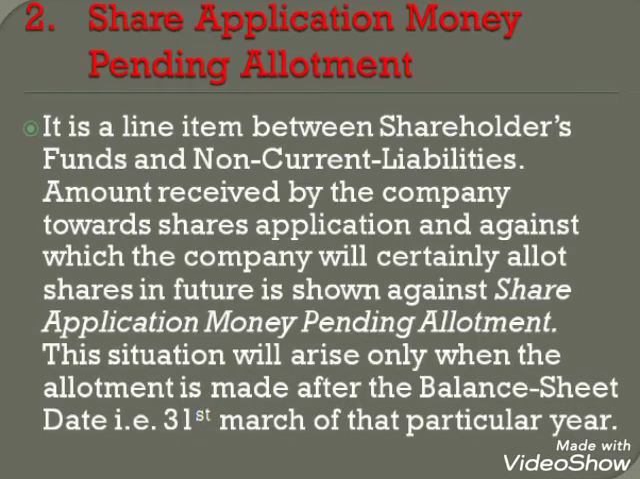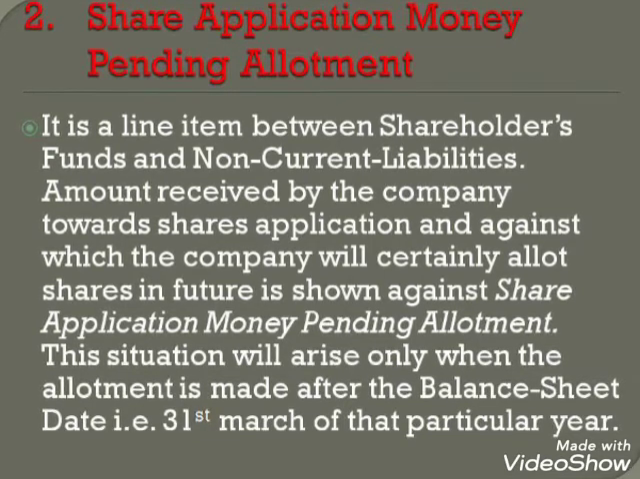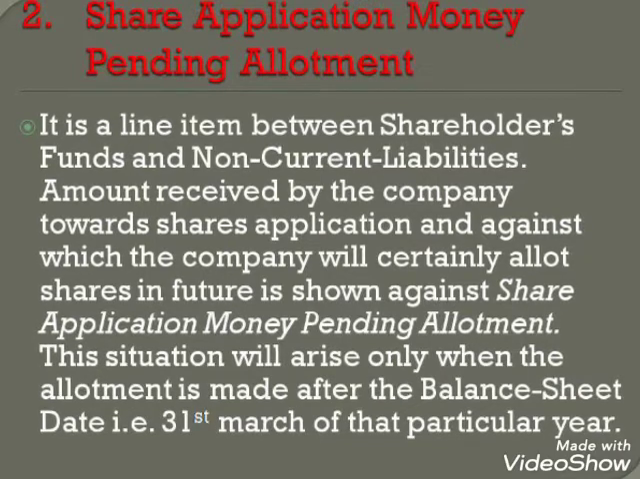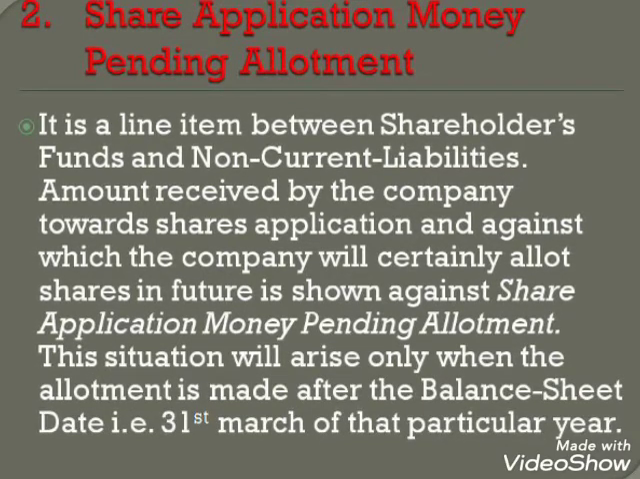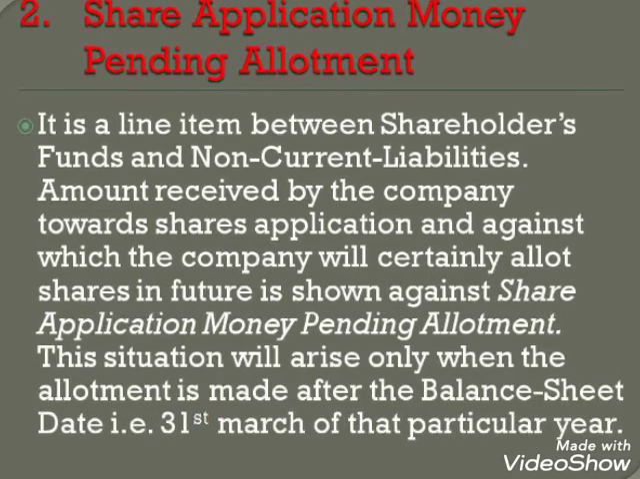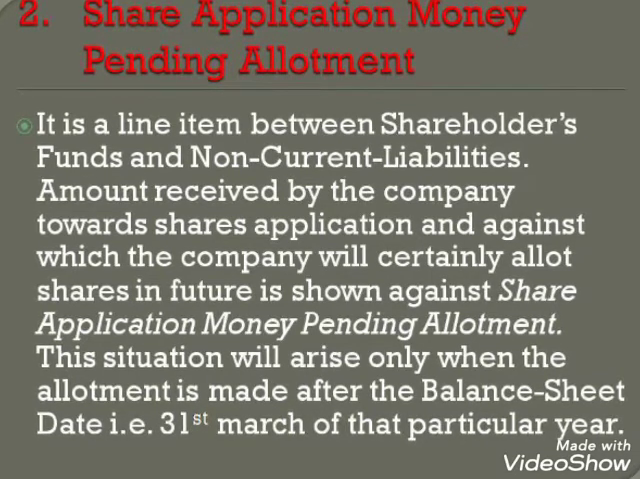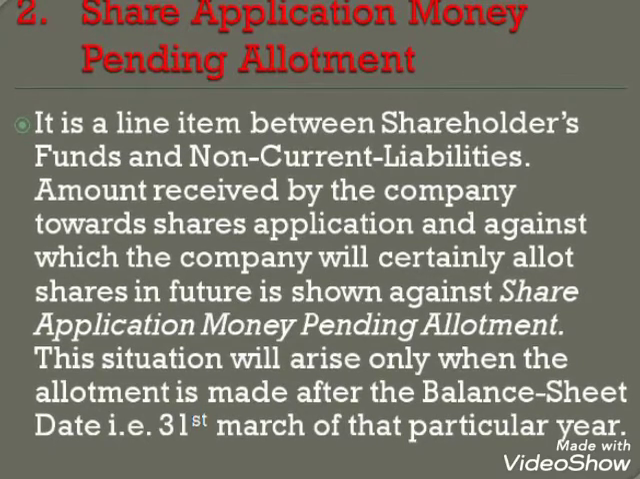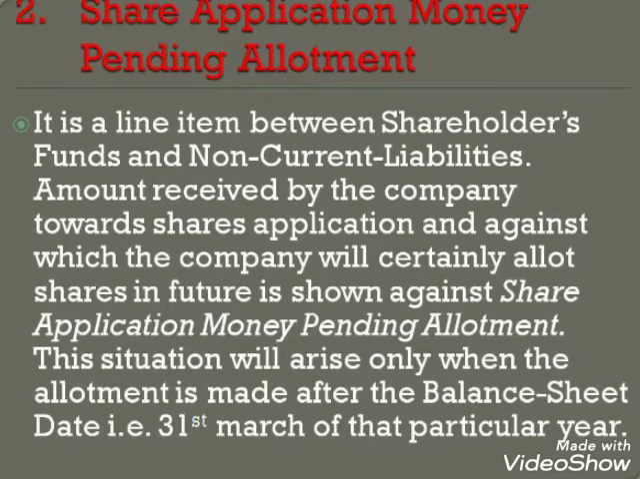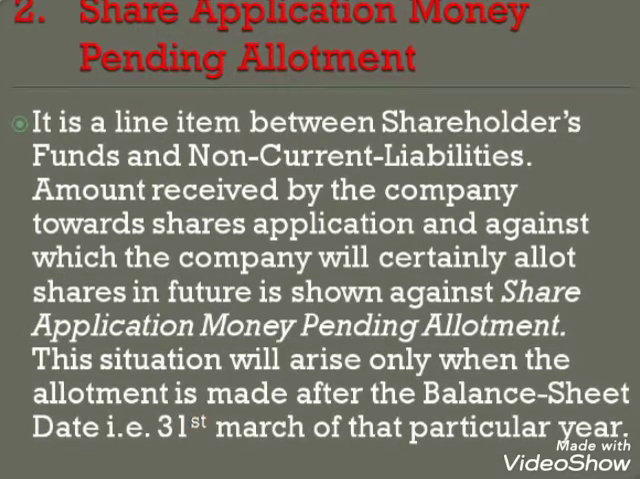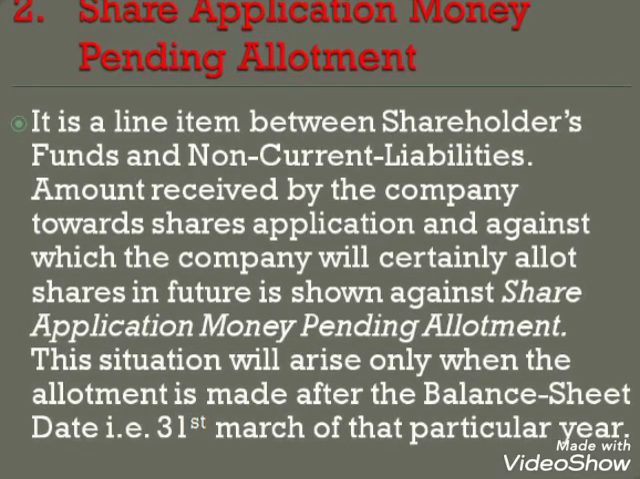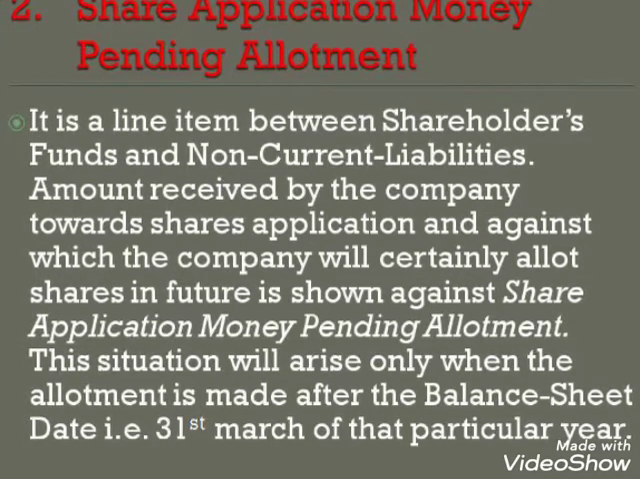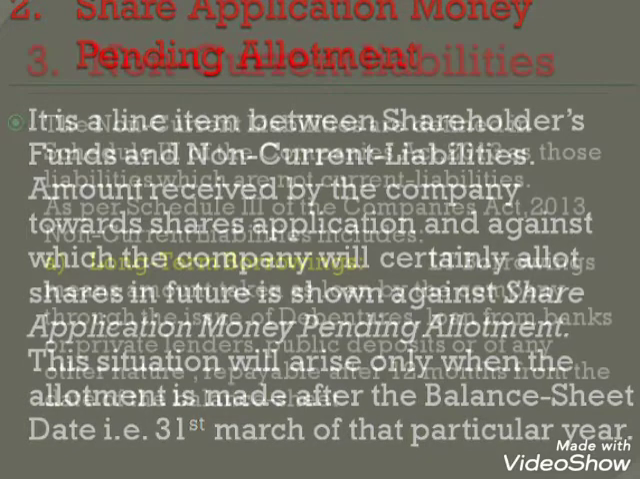Second major head is share application money pending allotment. Basically, it is a line between shareholders' funds and non-current liabilities. Amount received by the company towards share application, against which the company will certainly allot shares in future, is shown against share application money pending allotment. This situation will arise only when the allotment is made after the balance sheet date, that is 31st March of that particular year.